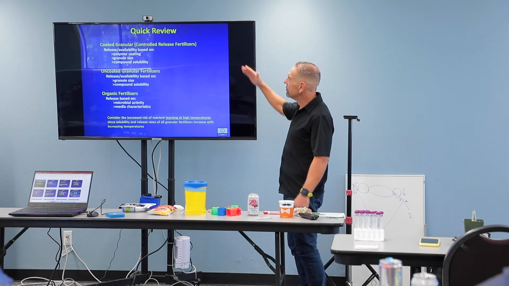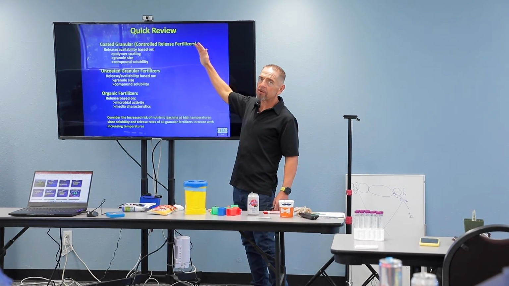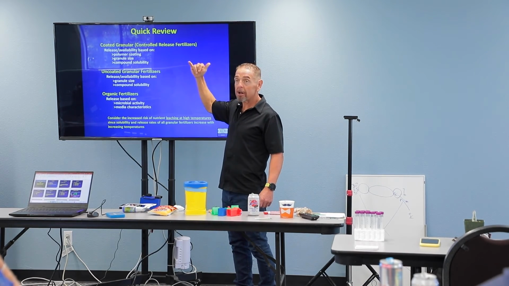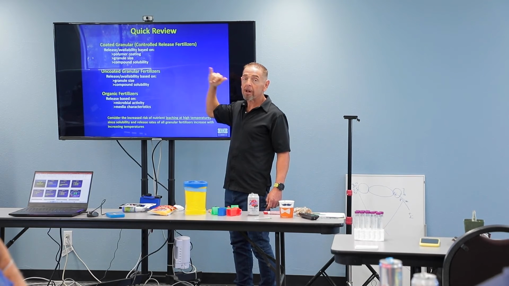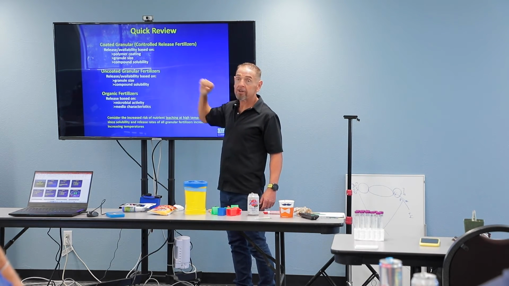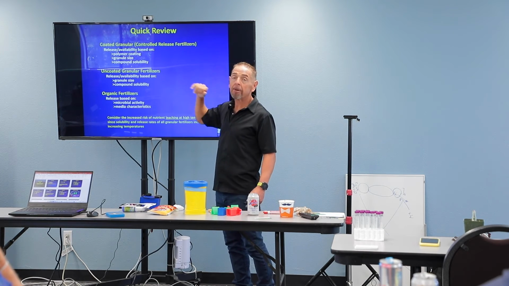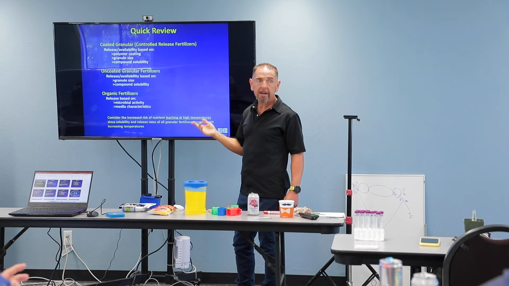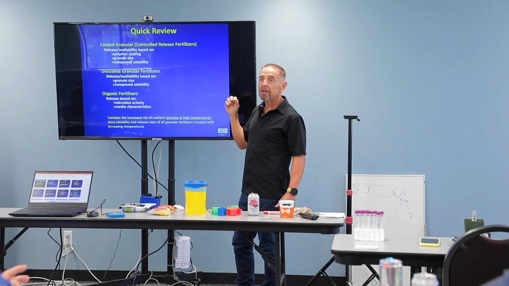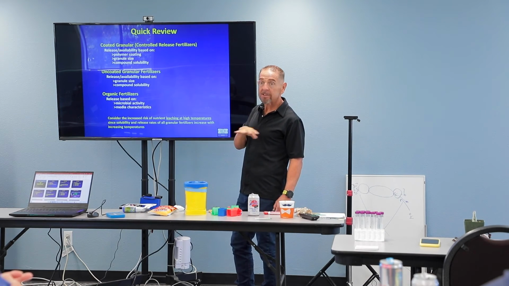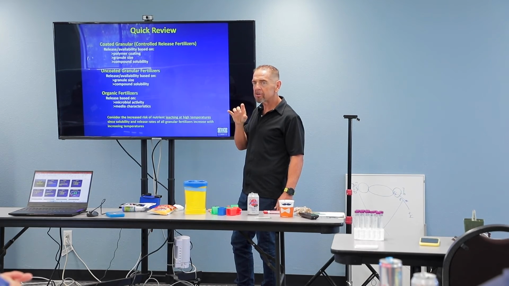So quick review. Coated granular fertilizers, like polymers: the release availability is based on the polymer coating. Sometimes it's the polymer type, and sometimes it's the thickness, or both. It also depends on the granule size and the compound solubility within the granule. Also keep in mind when you look on the bag, I didn't point this out earlier, but for some products only the nitrogen source is coated, and everything else isn't coated. So you have to know if it's all coated, or if just a certain part of the fertilizer is coated.